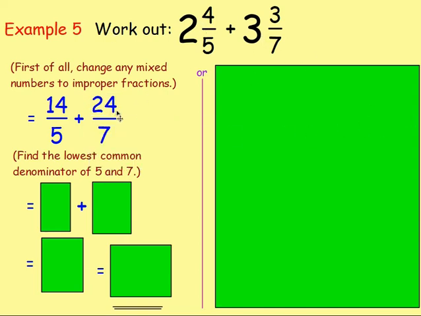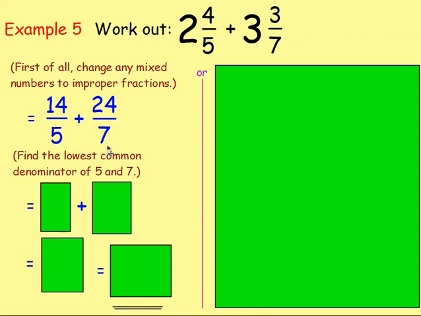So rewriting these as improper fractions, I get 14/5 and 24/7. Now, I want to add them. But you can see the denominators are not equal, so you have to get the same denominator. So think about the 5 times table and the 7 times table. In all the other examples, I had the times tables written out. This time, can you work it out? What is the smallest number that appears in the 5 and the 7 times table?